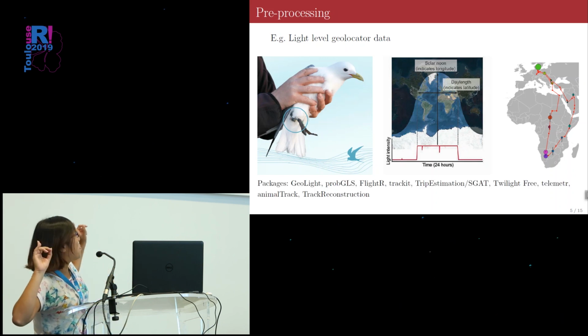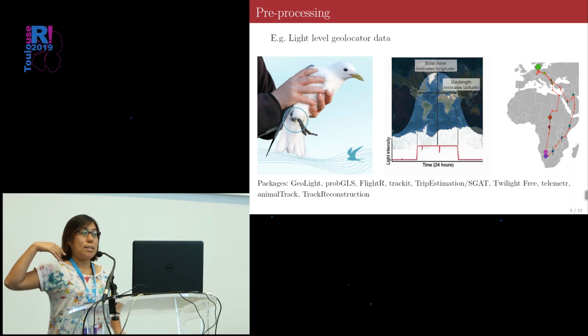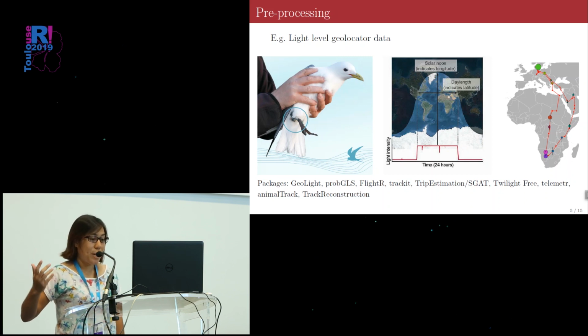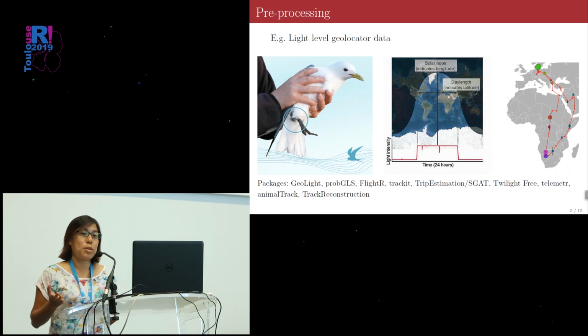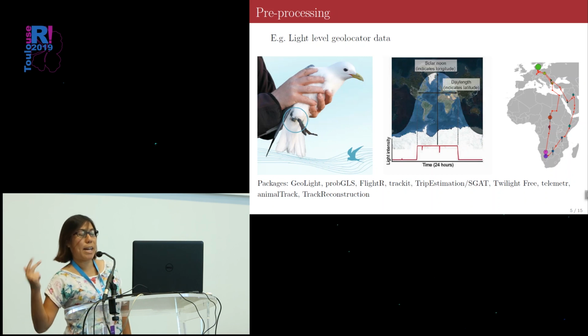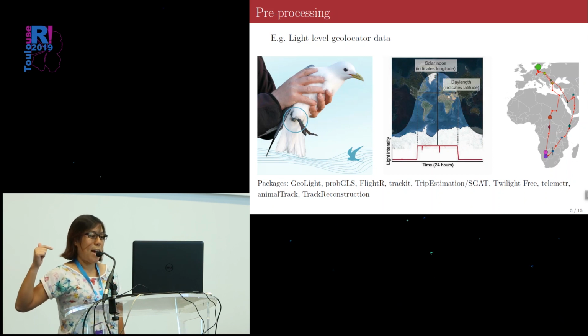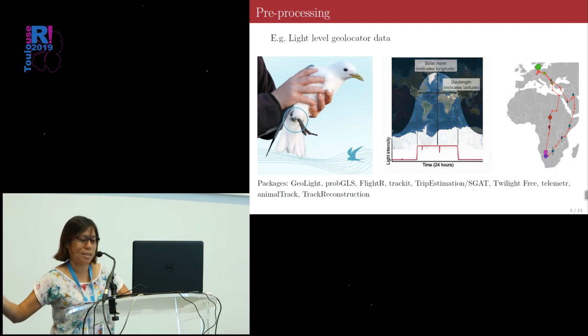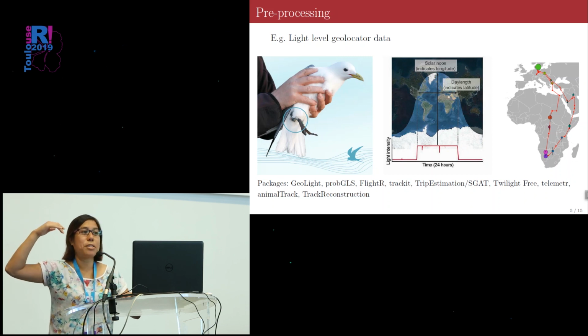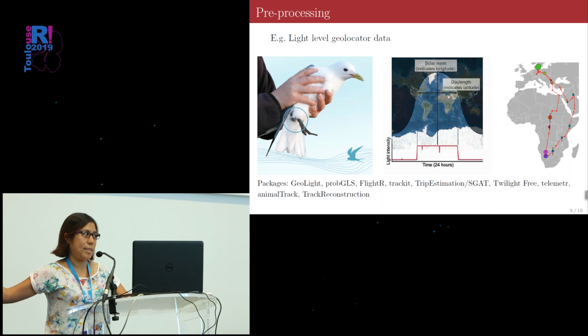And these are the list of packages that do pre-processing. So GeoLight, ProbGLS, FlightR, Trackit, Trip Estimation, ISGAT, Twilight Free do pre-processing for light-level geolocator data. There is also pre-processing for radio data with telemeter and something called dead reckoning for accelerometer, gyroscope, and magnetometer data with animal track and track reconstruction. We can talk about the details later if you want. So that's pre-processing. You use data that is not really tracking data, and you transform it into tracking data.